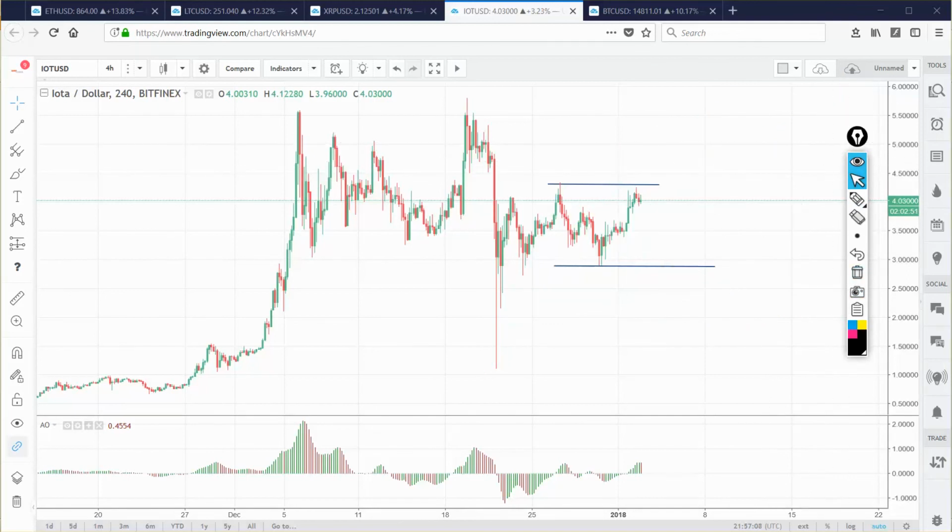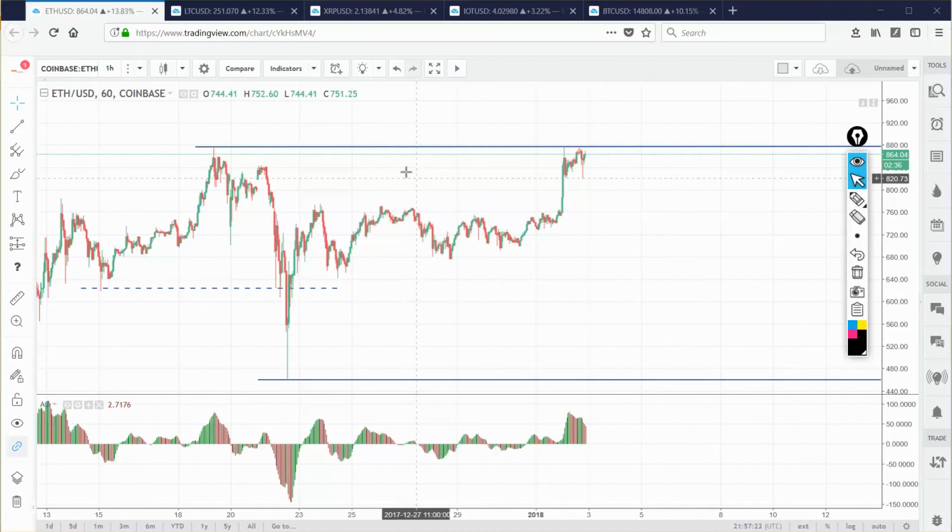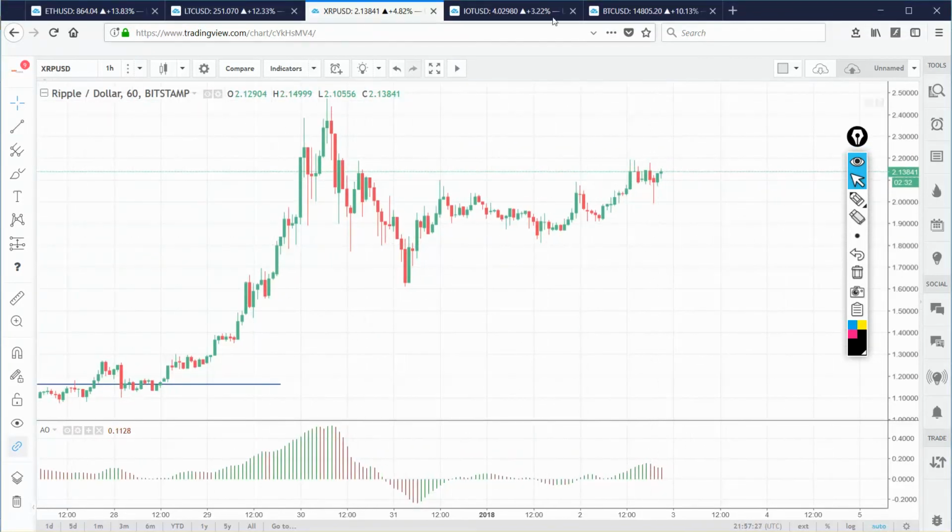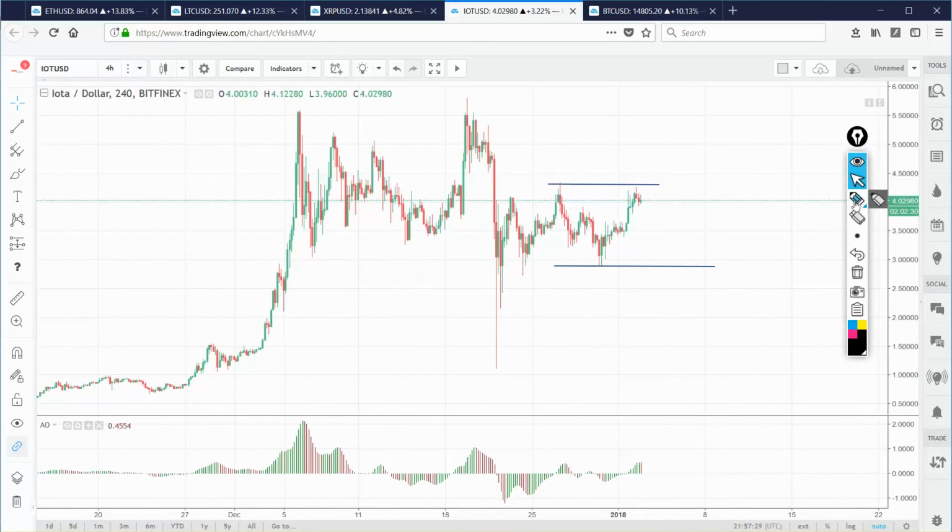As you can see, for me as a day trader, Ethereum and Ripple are the most interesting pairs, and also IOTA, it is very close to its reference points. If we break through that reference point, then I can start using my trend following trading system. We'll see. Cryptocurrencies move very quickly, so anything can change overnight, and we will see what will happen.